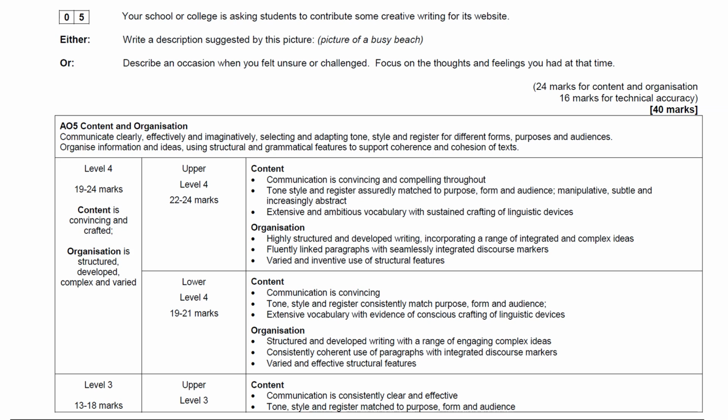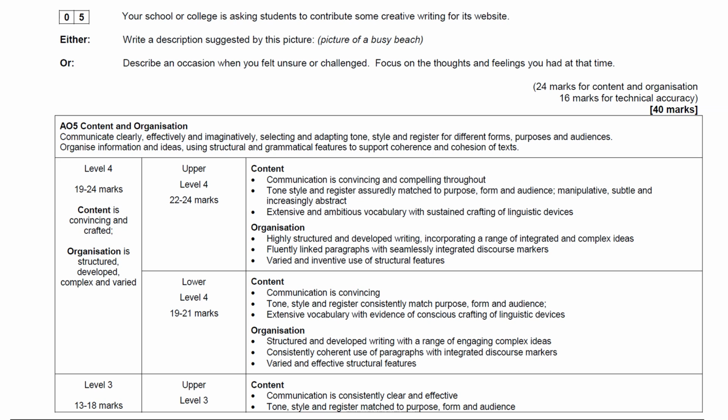Extensive and ambitious vocabulary with sustained crafting of linguistic devices. That one's a really important one for me. This is the difference between students writing 6-page stories and those writing a side and a half, 2 sides, who are really thinking about every single detail, because it's those students that are going to be more successful in the day. In terms of the organisation, highly structured and developed writing incorporating a range of integrated and complex ideas.